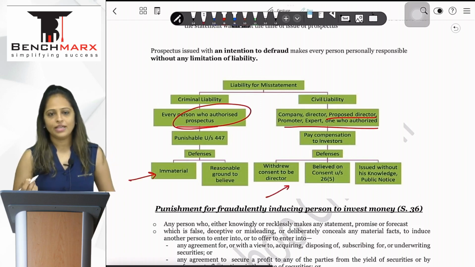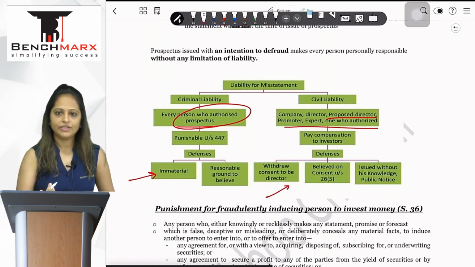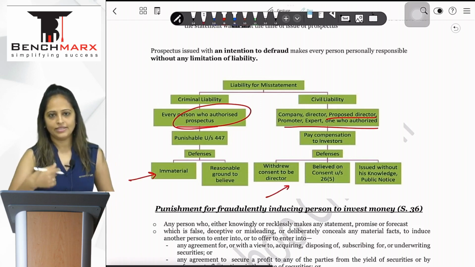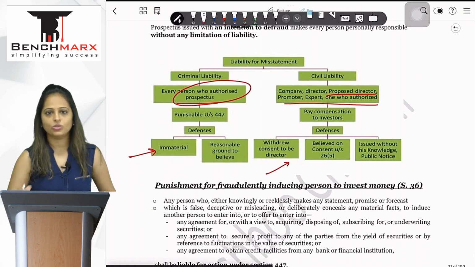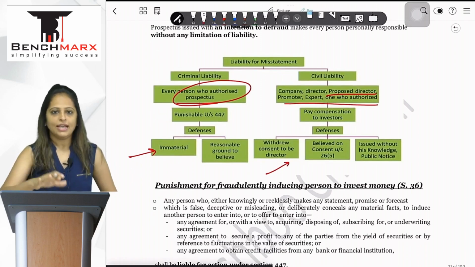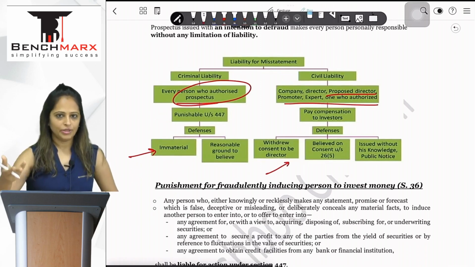In case of civil liability, they can claim that they believed the statement was true when they gave the consent, or that they had already withdrawn their consent, or that it was issued without their knowledge. Those are the defenses they can claim in a court of law.